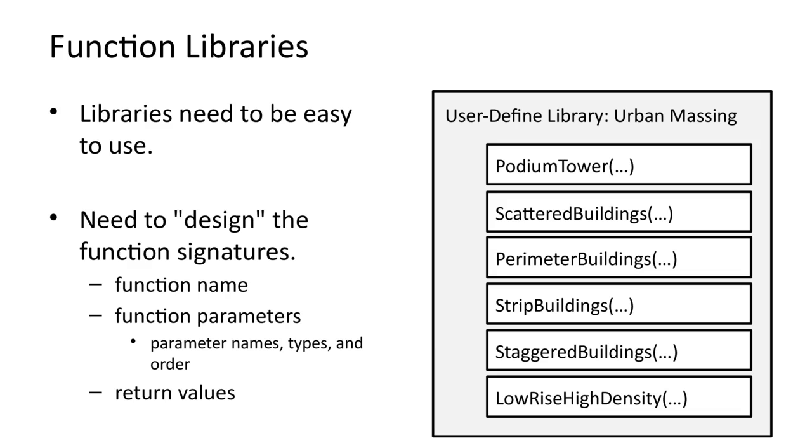For function libraries, the key issue is designing the function signatures. Function signatures define the function name, the parameters, and the return values. They describe those aspects that a user of the function will be exposed to. This is also sometimes described as an interface. They do not describe how functions are implemented internally.